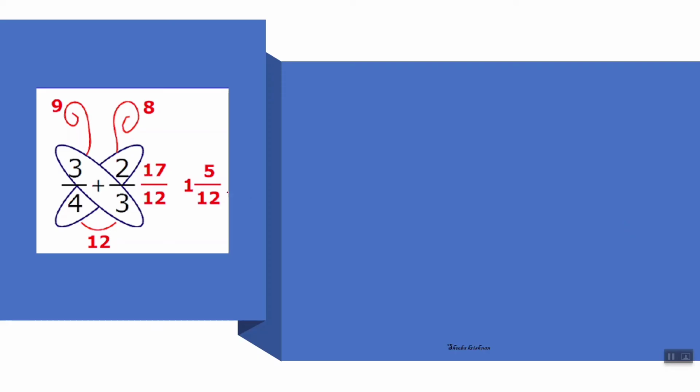Let us take another example. Here we have 3 by 4 and 2 by 3. So 3 times 3 is 9. 4 times 2 is 8. And the denominators, 4 multiplied by 3 is 12. So we will add 9 and 8. The numerators 9 plus 8 is 17. And the denominator is 12. 17 by 12, that is 1 5 by 12.